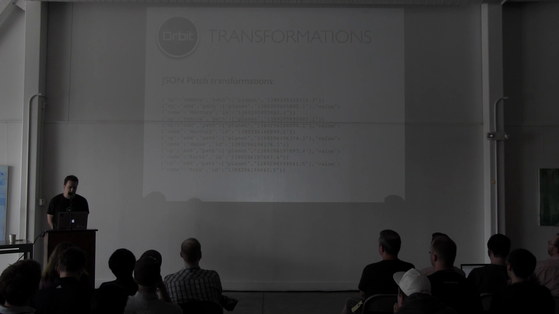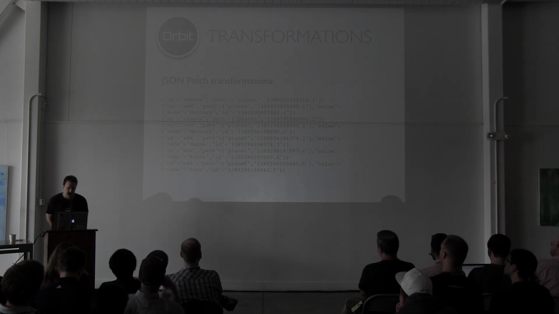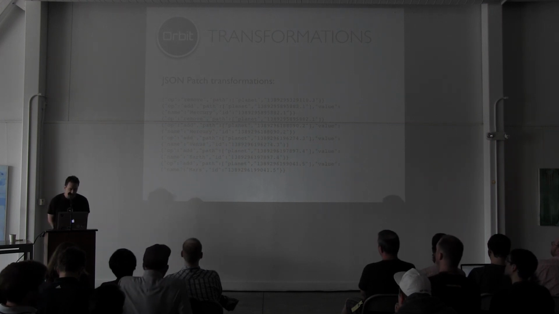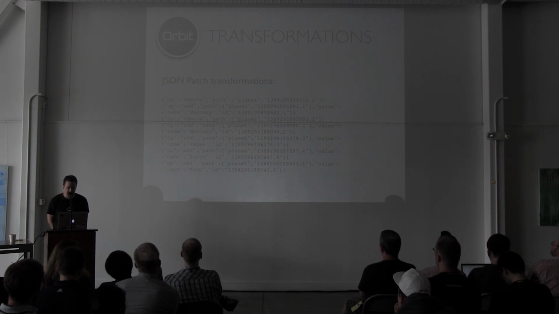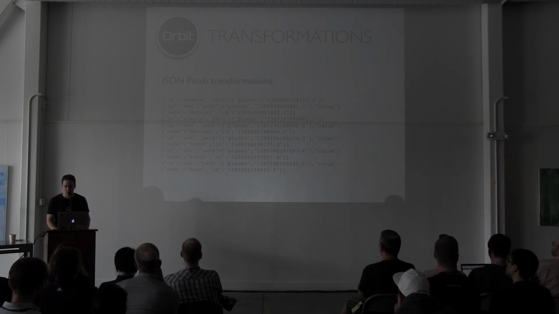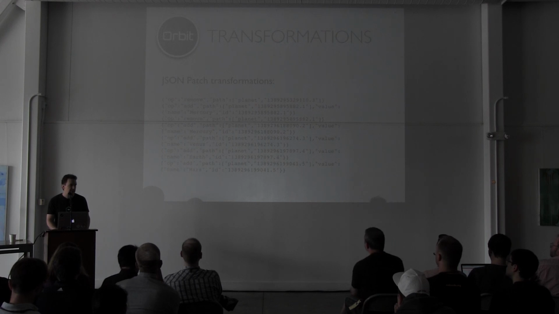Here are some examples of transformations. This is an array of remove, adds. Remove, say, takes a path. They all take a path. Add takes a value, which is an object. It's not too important to worry about these internals, but that path represents the JSON pointer to inside that document.